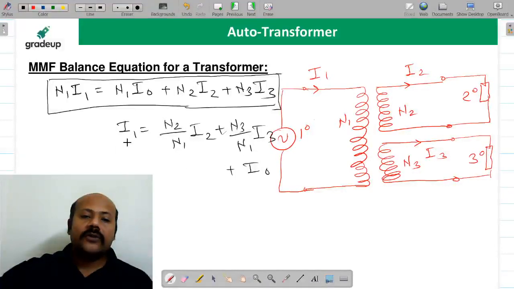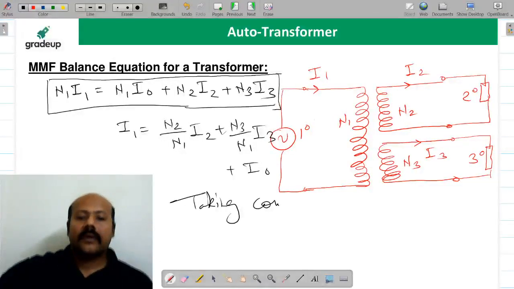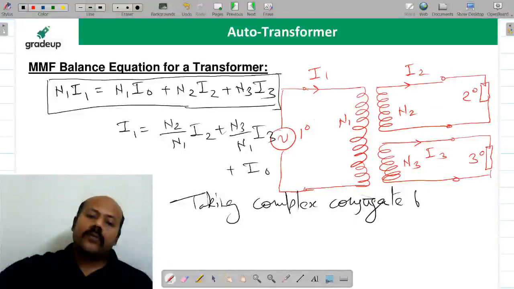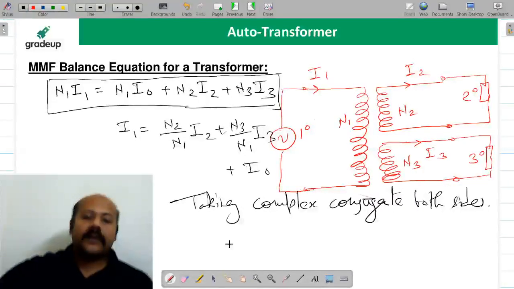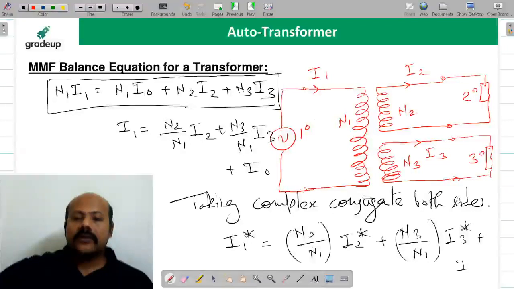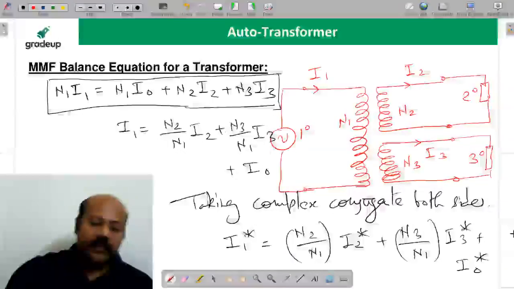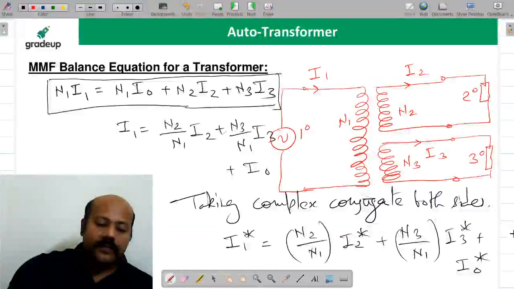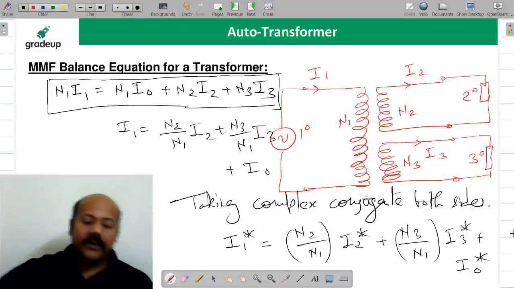Now I am going to take the complex conjugate on both sides. What you are going to get? I1 complex conjugate is N2 upon N1 times I2 complex conjugate plus N3 upon N1 times I3 complex conjugate plus I0 complex conjugate. Is it clear? I hope you all are following whatever we are trying to discuss.